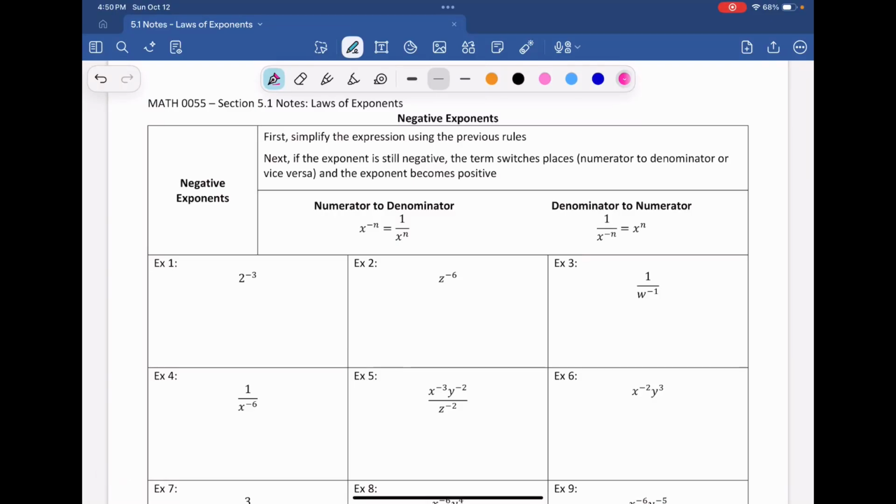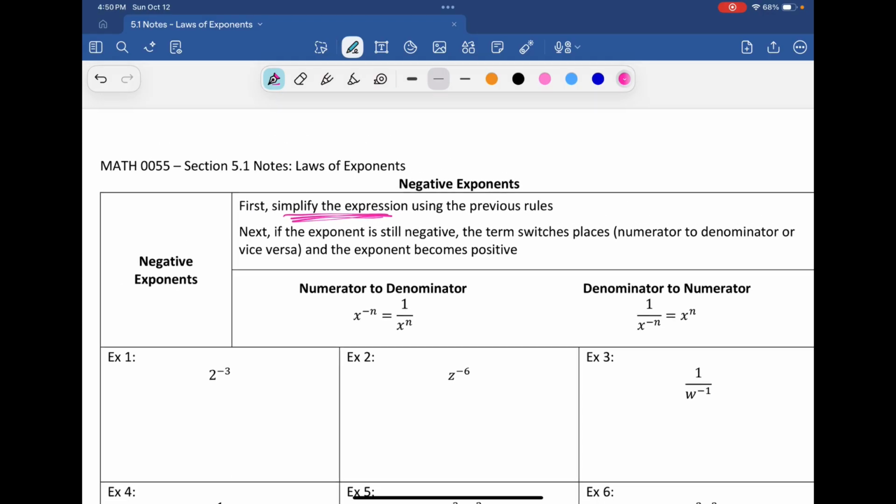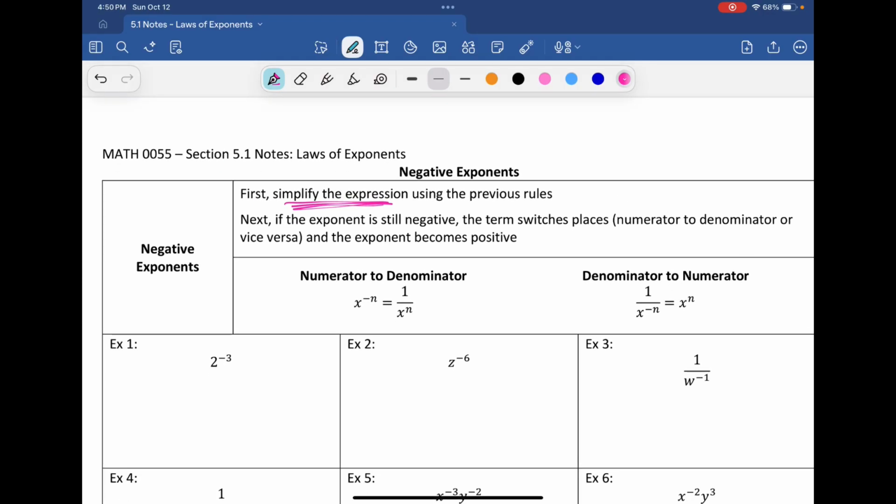Here's the hard one: negative exponents. It's the last of the rules. All right, the first thing you want to do is make sure that your expression is completely simplified. If your exponent is still negative, then the term switches places. That means numerator goes to denominator or denominator goes to numerator, and then the exponent becomes positive.